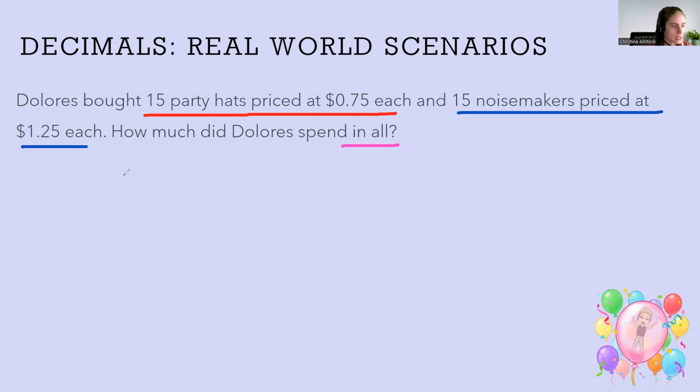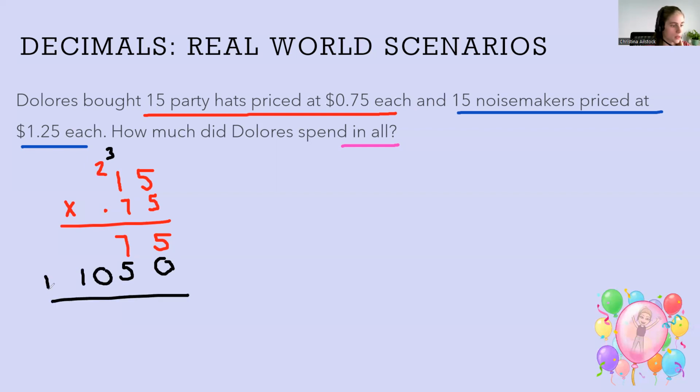All right, let's start with our party hats here in red. We're multiplying 15 party hats times 75 cents here. 5 times 5 is 25. 5 times 1 plus 2 is 7. Then since I'm going over to my second number, remember that 0 there is your placeholder. 7 times 5 is 35. 7 times 1 plus 3 is 10. And when we add these up, 5. 7 plus 5 is 12.